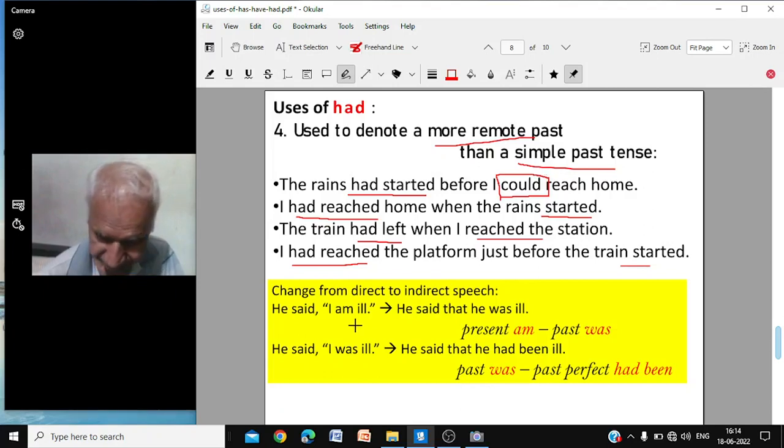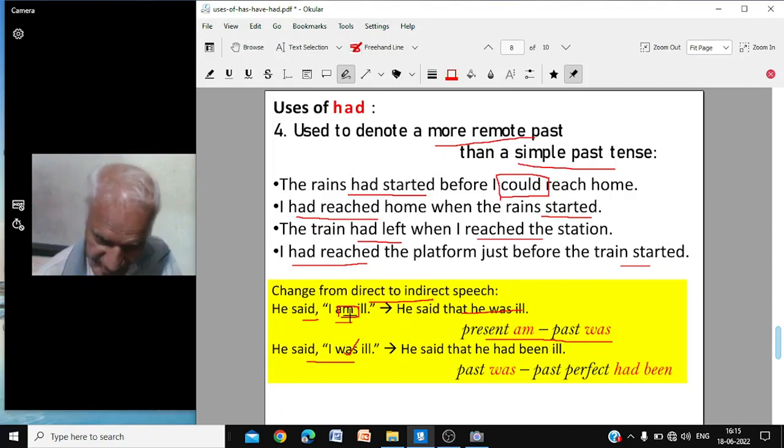Now it is also used when you are changing from direct to indirect speech. Am ill. He said. Said is already in past tense. Then you change it to past tense and say he said he was ill. So present am becomes past was. He said I was ill. Note that it is already in past tense.